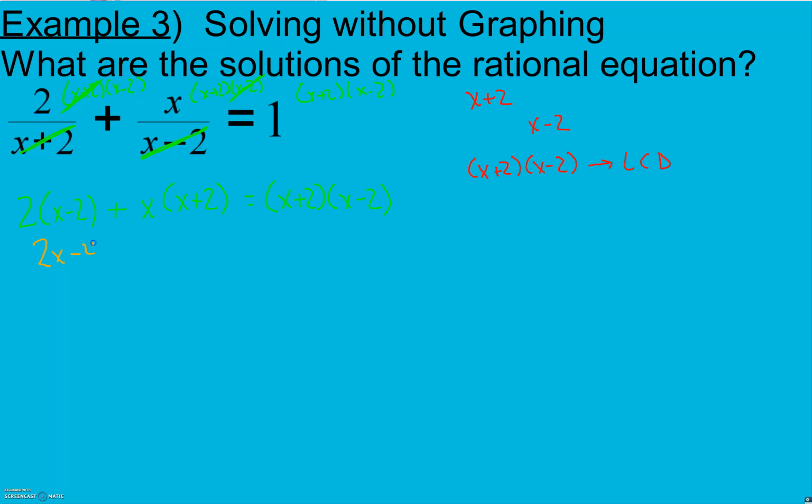Distribute 2x minus 4 plus x squared plus 2x. Again, all I did there was distribute. On the right side, I'm going to FOIL. X squared minus 2x plus 2x minus 4. I'm going to combine like terms on the right. X squared plus 4x minus 4. On the left, I'm going to do the same. X squared minus 2 plus 2 is 0, minus 4.